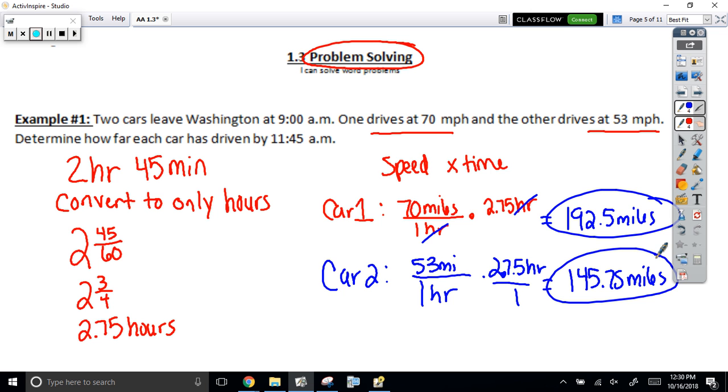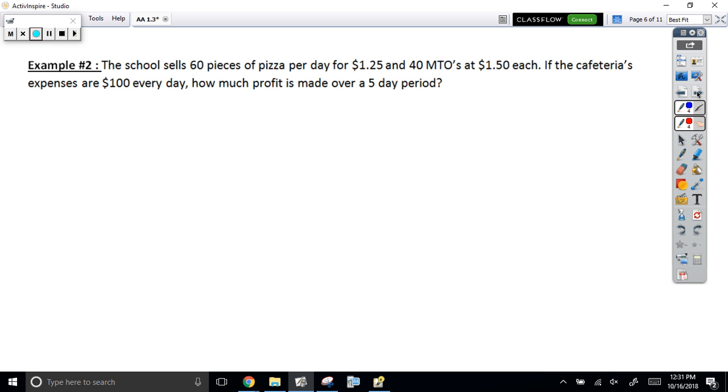All right, switching gears. They're all different word problems, so like you can't really. They're all multiplying, dividing, adding, subtracting. They're all basic math, but you should figure out what you're doing where. Hopefully we don't freeze. All right, the school sells 60 pieces of pizza per day for $1.25 each, and 40 MTOs at $1.50 each. If the cafeteria's expenses are $100 every day, how much profit is made over a 5-day period?